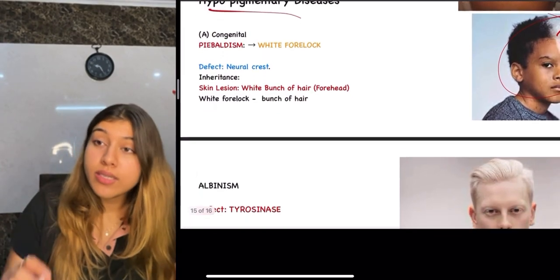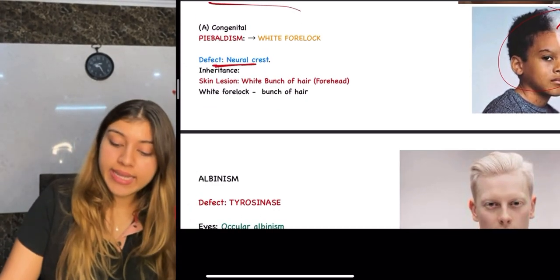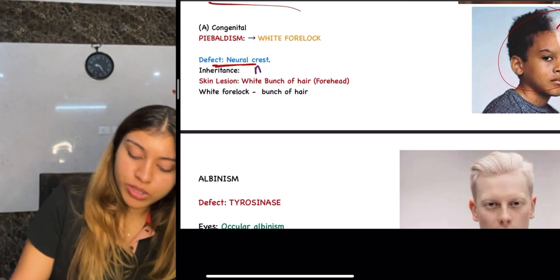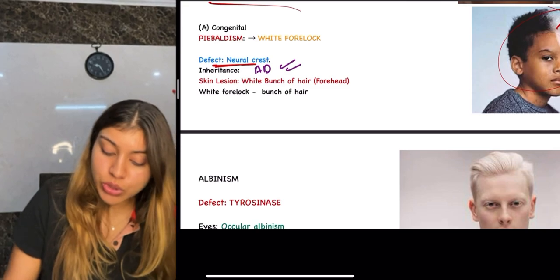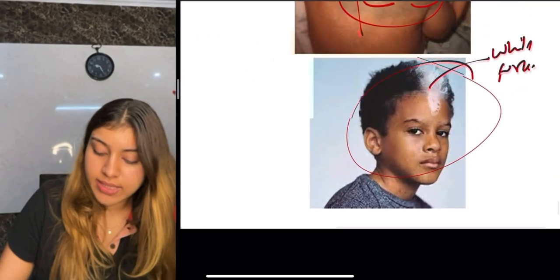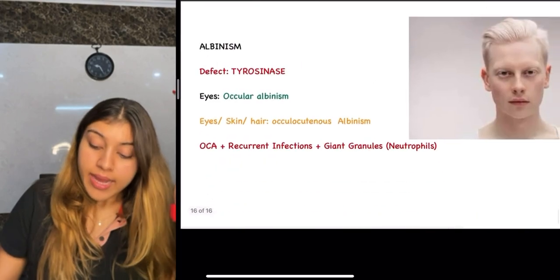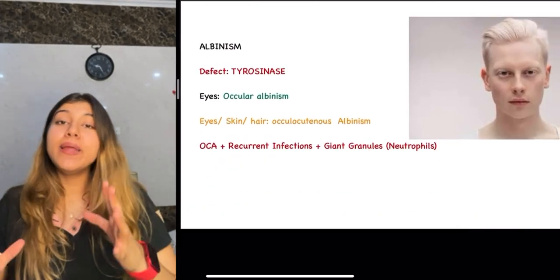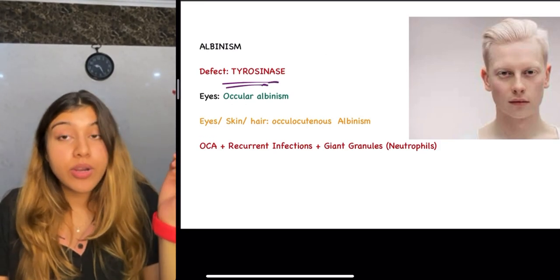Okay, what is the defect here, guys? The defect is going to be in your neural crest. Your inheritance, guys, over here, very important. It is going to be an autosomal dominant inheritance. Okay, the lesion is going to be a white bunch of hair. I hope you guys can see this white bunch of hair. Okay, next, guys, albinism. Albinism, guys, is a defect in your tyrosinase. Okay, albinism is a defect in your tyrosinase.